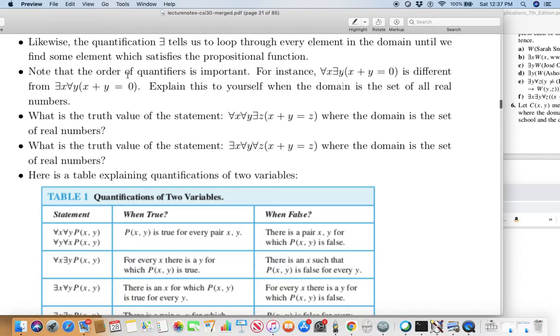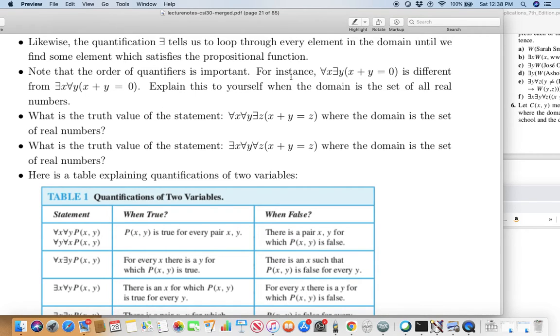Note that the order of quantifiers is important. For instance, for every x there exists y such that x plus y is 0. This particular statement is different from there exists x such that for all y, x plus y equals 0.